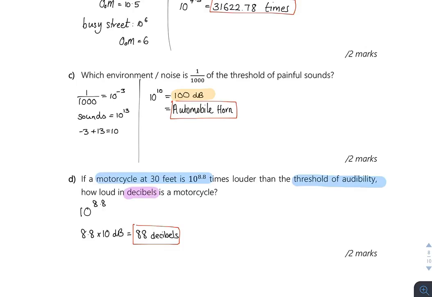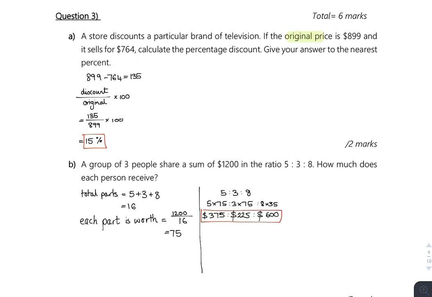Or it's about the only way you can do it. There are maybe a few different ways, but that's your main way to get your second mark. Last question, which is 3. So a store discounts a particular brand of television. The original price is $899 and it sells for $764. We need to calculate the percentage discount and give that answer to the nearest percent. That's a big one. You can lose a mark if you don't do that.